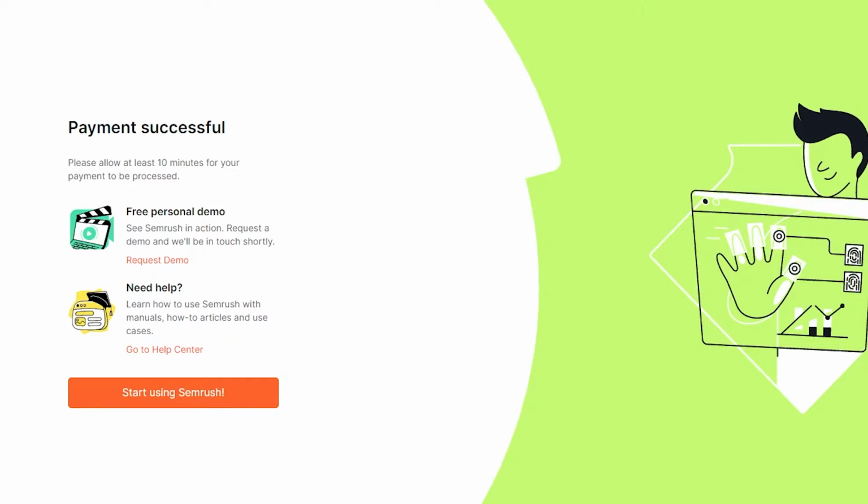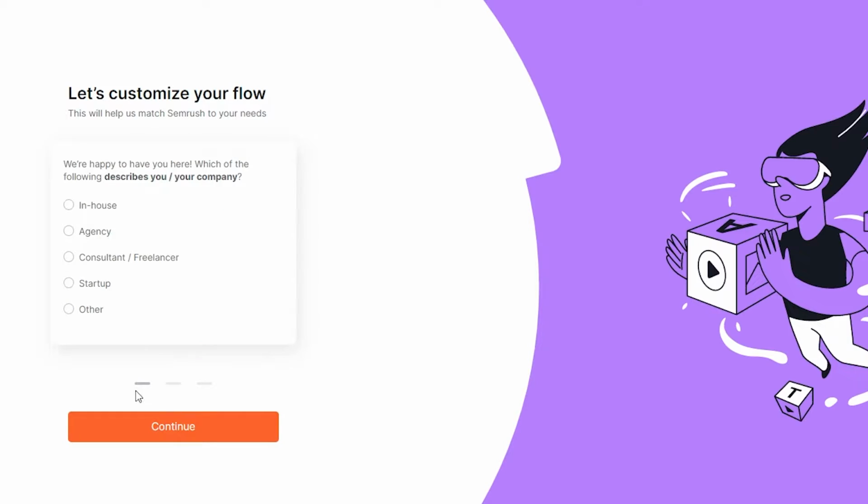So now we see that our payment has been successful, and we can now start using Semrush. So go ahead and click on start using Semrush. And over here, they're basically going to ask you a few questions. They're basically asking you to customize your workflow. So they're happy to have you, and now you have to describe you or your company.